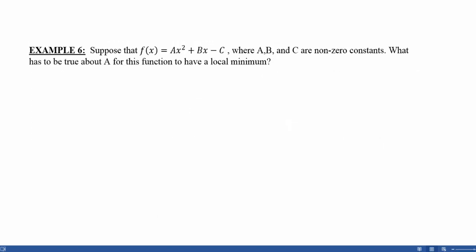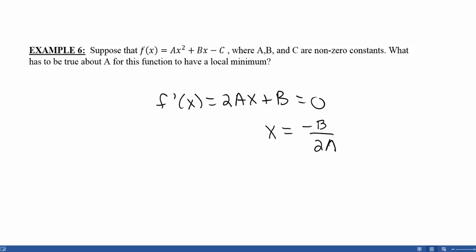Example 6. Suppose that f of x equals ax squared plus bx minus c, where a, b, and c are non-zero constants. What has to be true about a for this function to have a local minimum? We talked a little bit about this function before, but let's recap. Our first derivative of this function is 2ax plus b. If we want to find the critical points, we set that equal to 0, and we get x equals negative b over 2a.